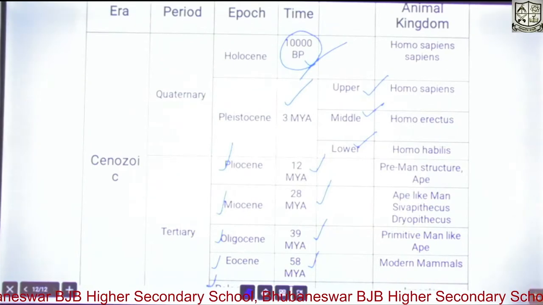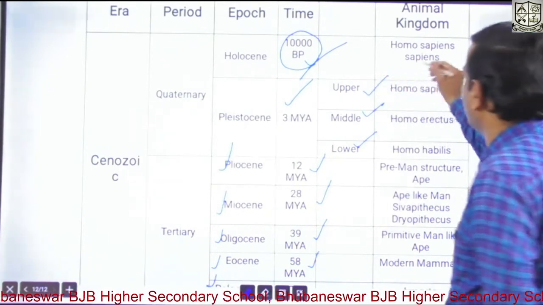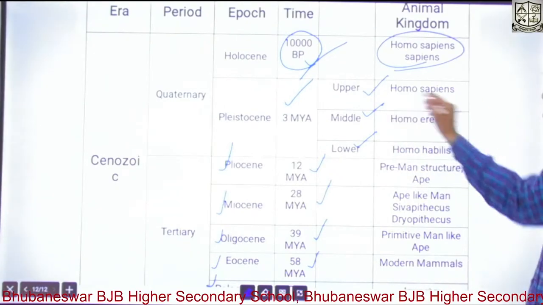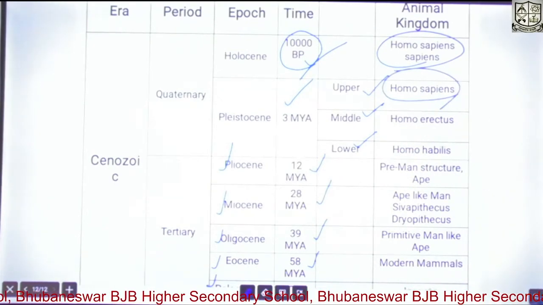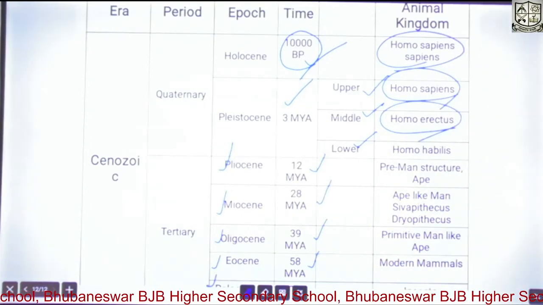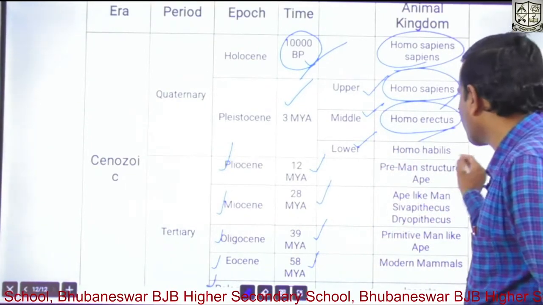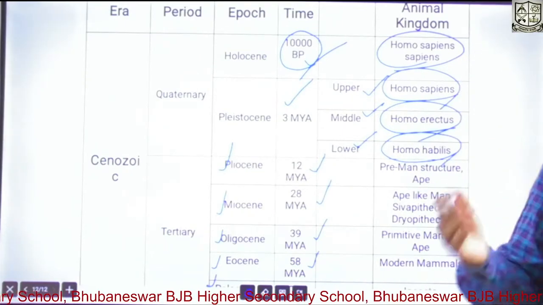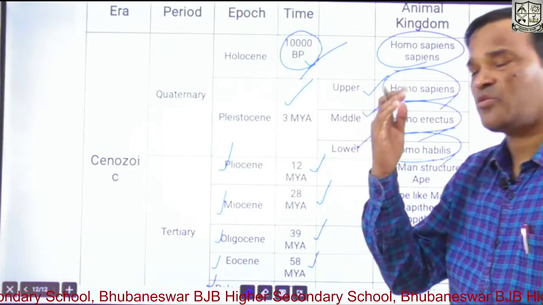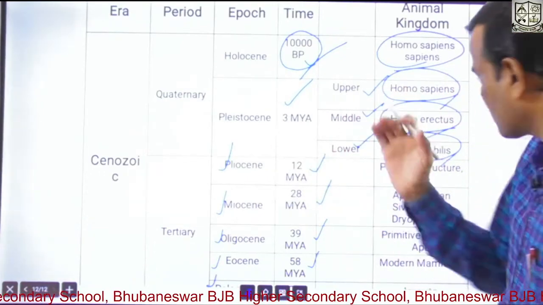Okay. So, as we already discussed, during the Holocene period, Homo sapiens sapiens, the modern man, developed. During the upper Pleistocene, Homo sapiens or Neanderthalensis. In the middle Pleistocene, Homo erectus, Pithecanthropus erectus, Java man and Peking man. In the lower Pleistocene, Homo habilis and the group of Australopithecines: Australopithecus africanus, Australopithecus robustus, Australopithecus boisei or Zinjanthropus.